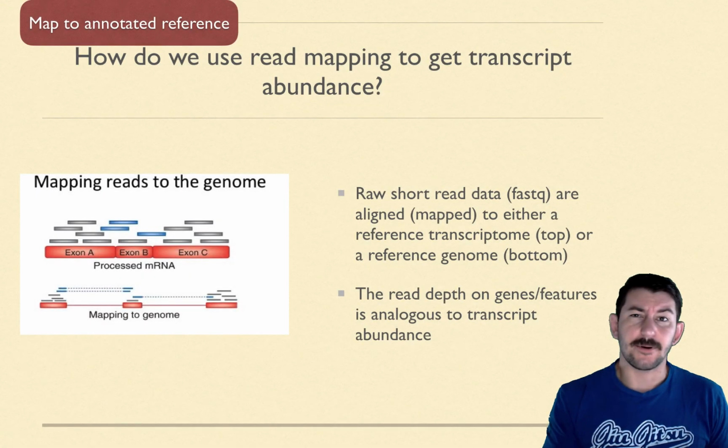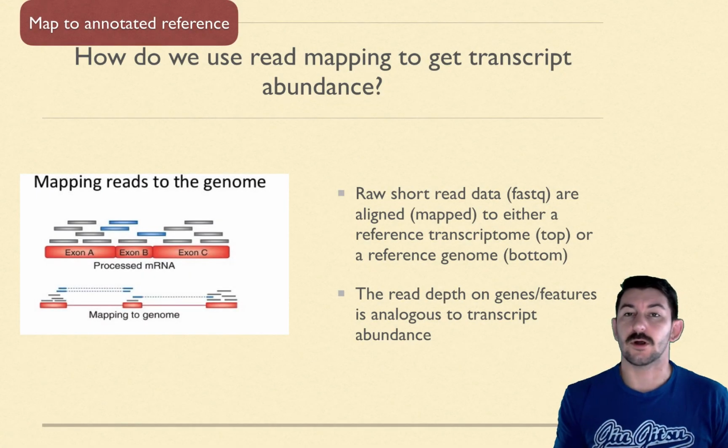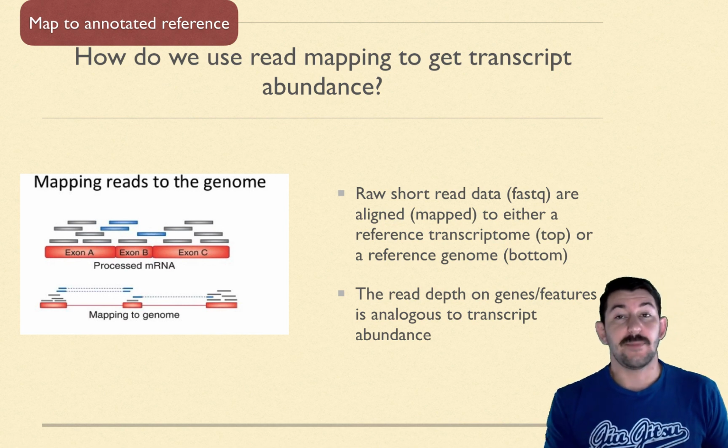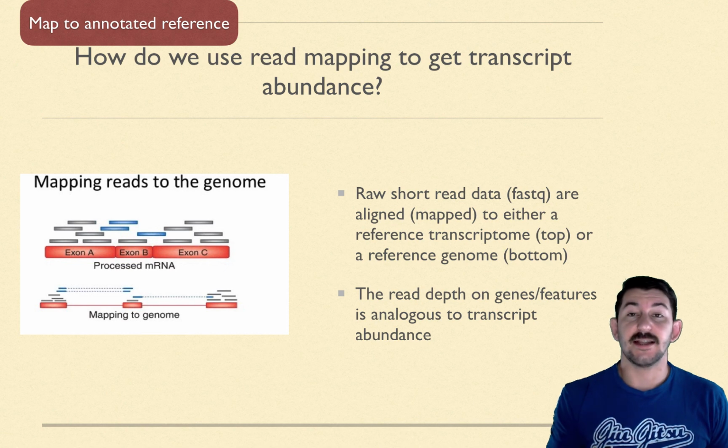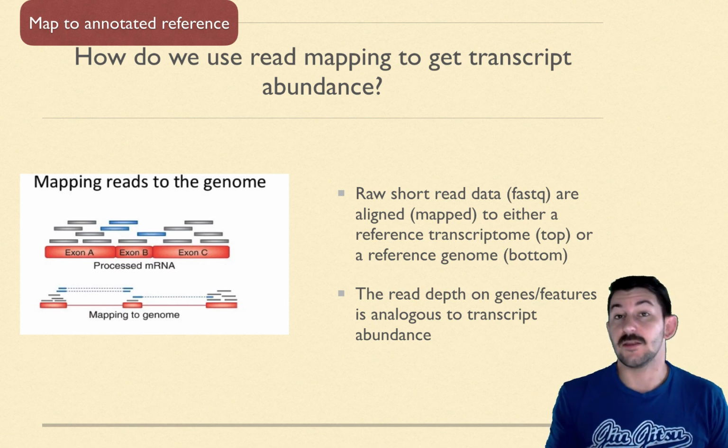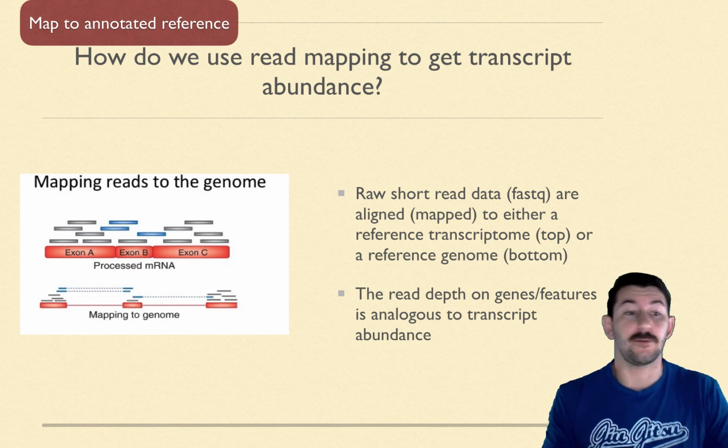Okay, so with that background out of the way, let's talk about how these things actually work. How do we use read mapping, like BWA or Bowtie, to actually get an estimate of transcript abundance in the cells that we originally extracted RNA from?